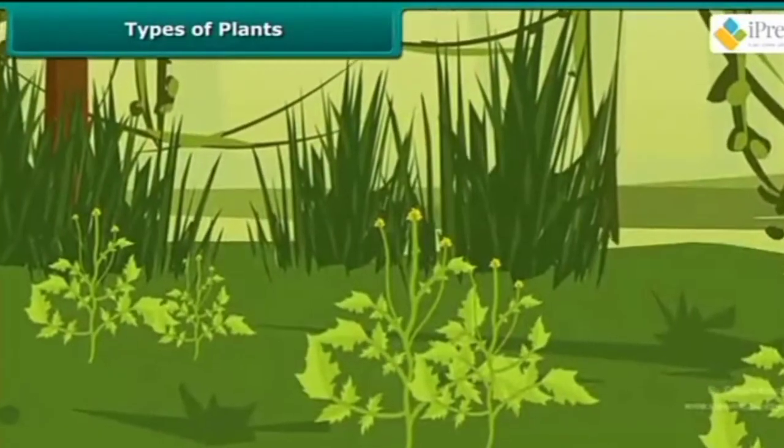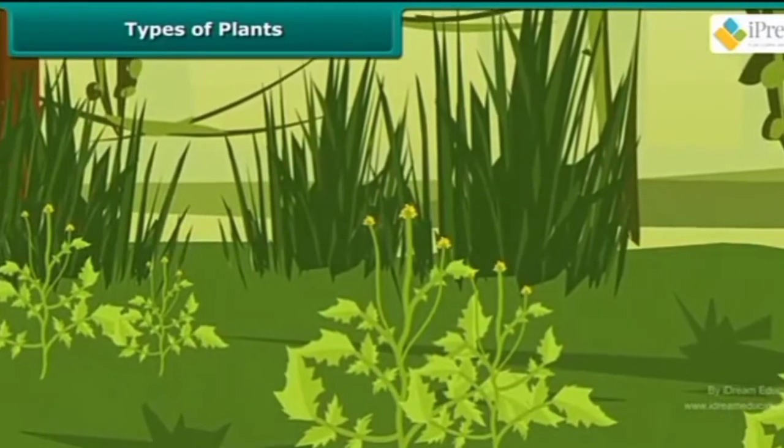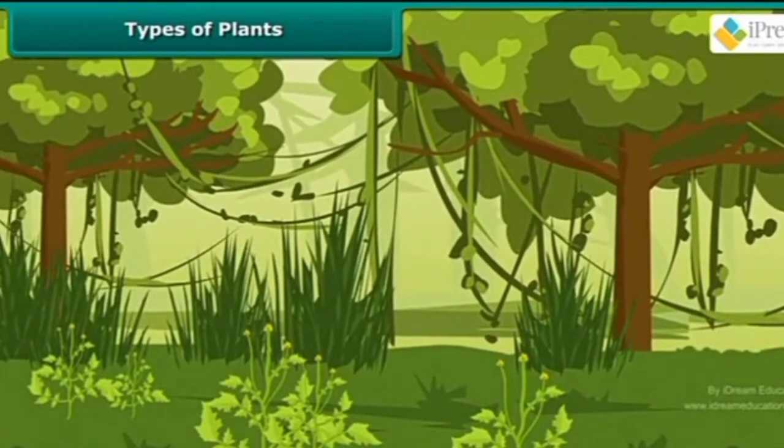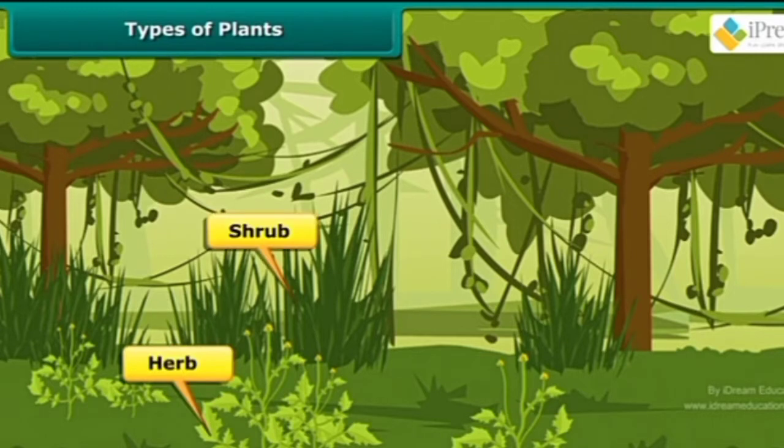They vary in their appearance. Some are short, while some others are tall. Some are tender, whereas some others are hard. In fact, plants can be classified into three categories as herbs, shrubs, or trees based on their characteristics.